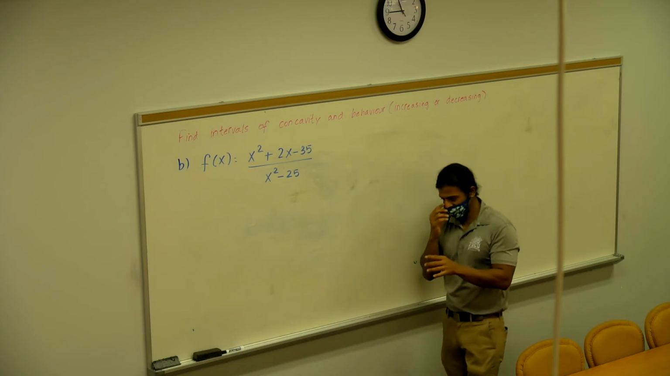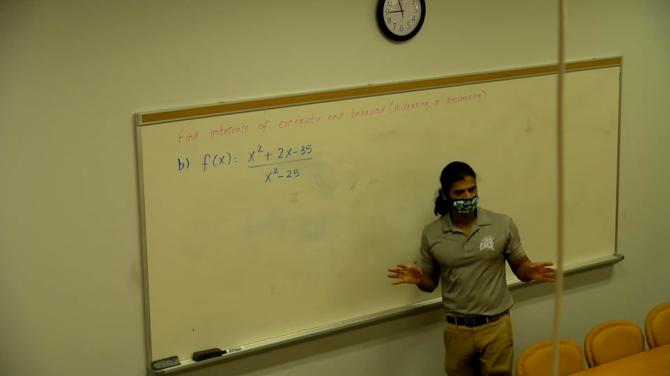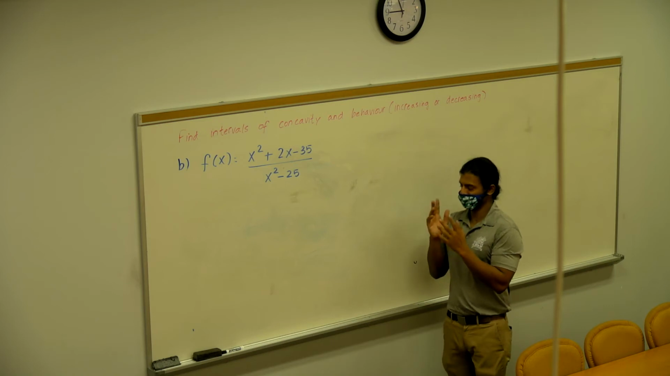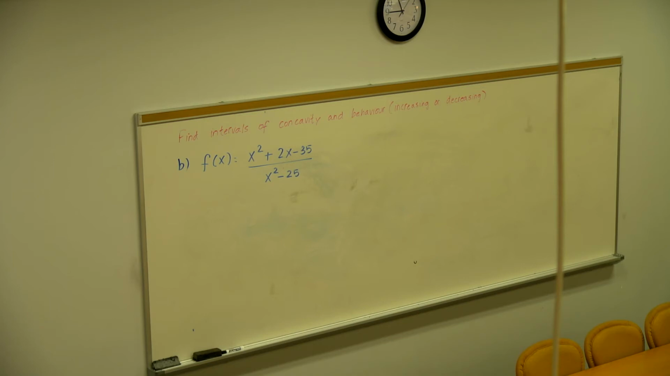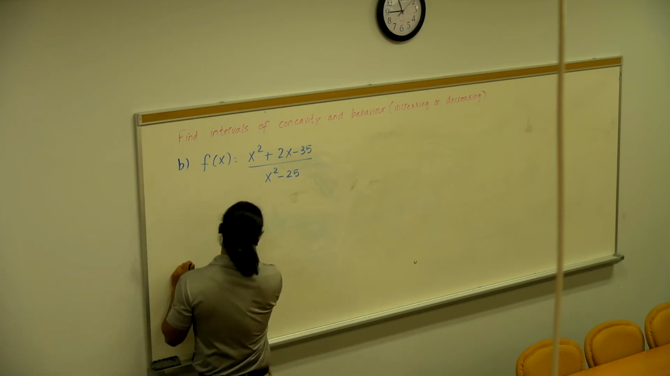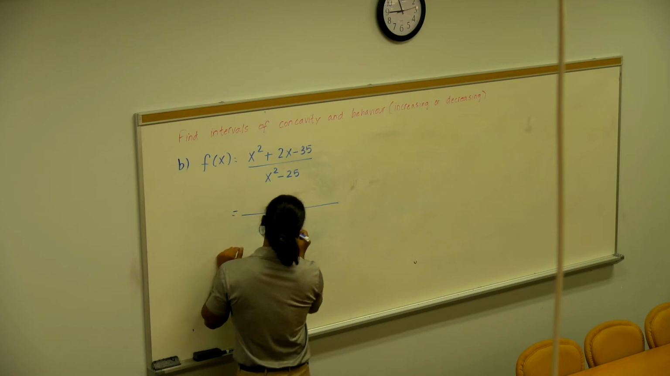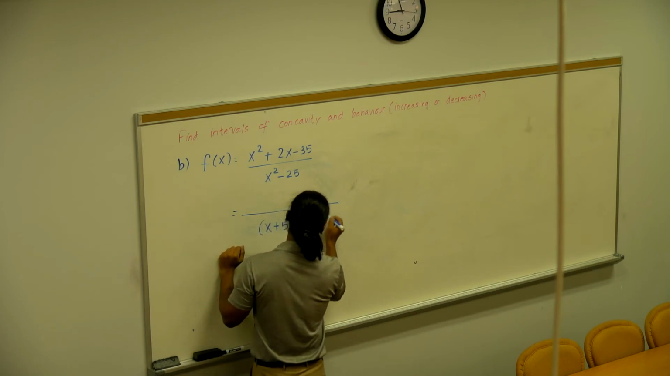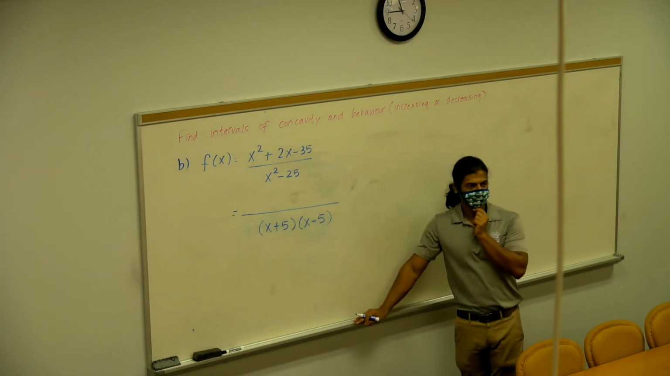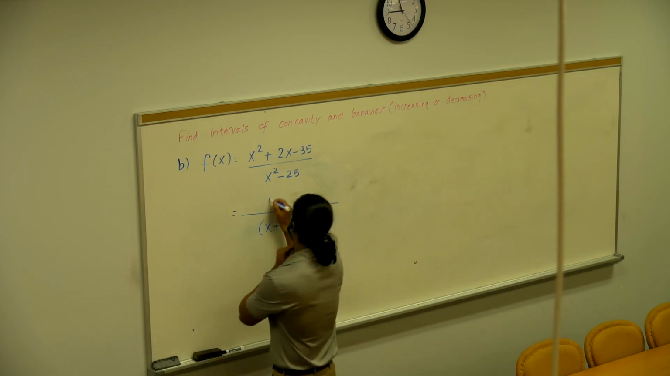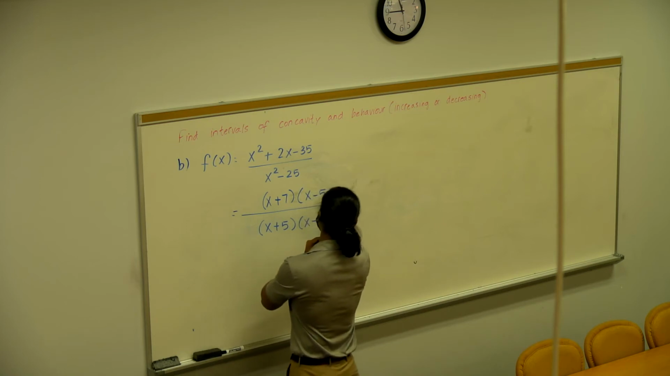By simplify, I mean is there a possibility for me to get rid of some terms, right? How can I rewrite the denominator? x plus 5, x minus 5. So I could rewrite the denominator as x plus 5 times x minus 5. What about the numerator? x plus 7 times x minus 5.